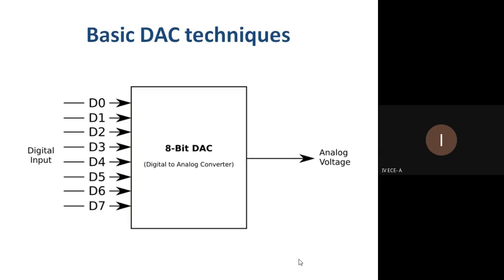This diagram shows the basic DAC technique, how we convert digital signals into analog signals. For example, this is a circuit called an 8-bit DAC. This circuit accepts 8 digital input signals named D0, D1, D2, D3, D4, D5, D6 and D7. We apply 8 digital inputs, then we get an output in analog form.